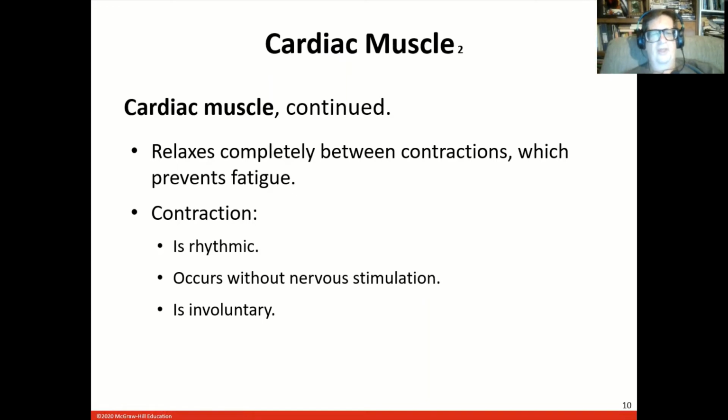All right. Cardiac muscle relaxes completely between contractions, which is not much time. That's why your doctor wants you to have a low pulse rate if you can, not too high, because you need time to relax. Okay, the contraction is rhythmic, and it says happens without nervous stimulation, is involuntary. Okay, is involuntary? Yes, I'm going to go with that.